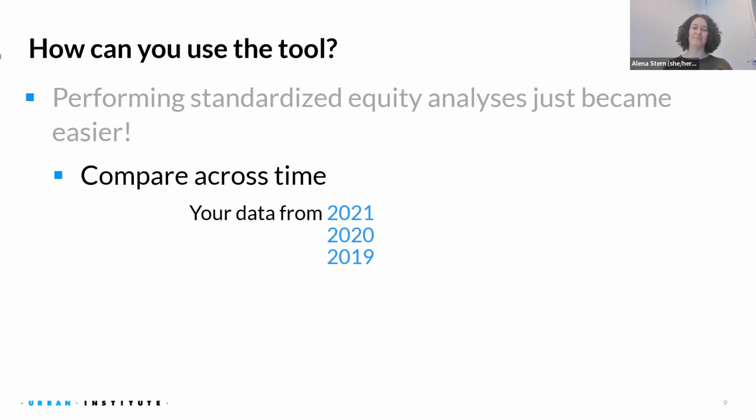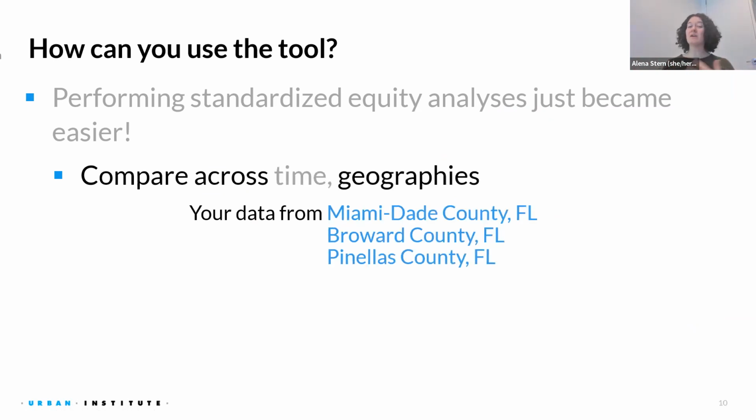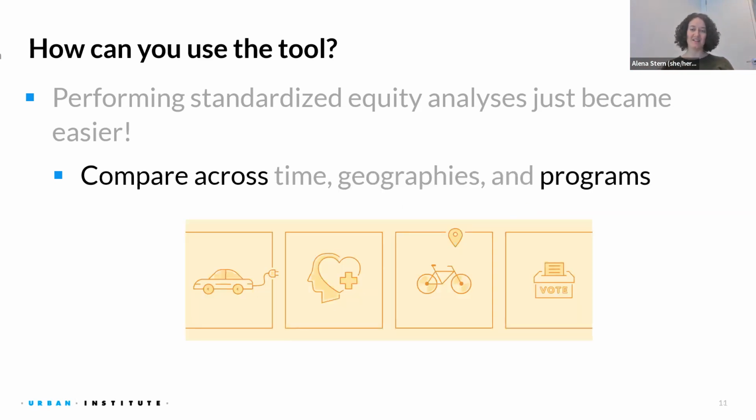Next. You can also compare across geography. So if you work in a multi-county area and you want to understand how different counties compare to one another in terms of equity and access to different resources, in a very standardized way, you can compare across different geographies all using the same tool. Next slide. And then you can also compare across programs.